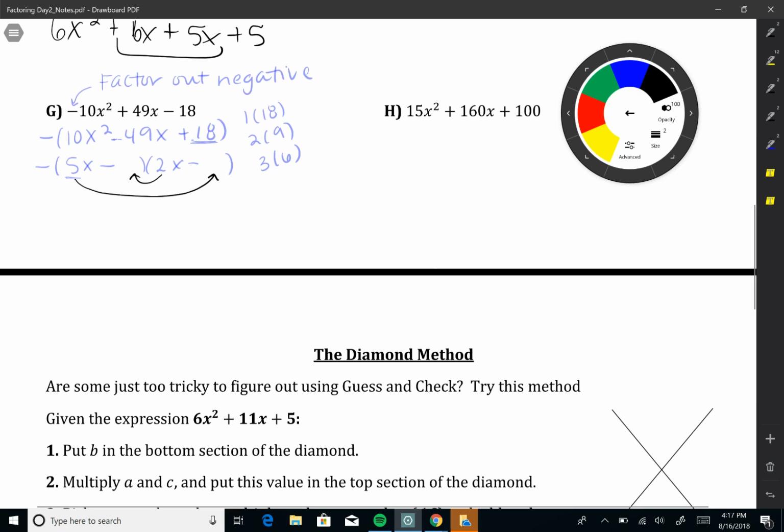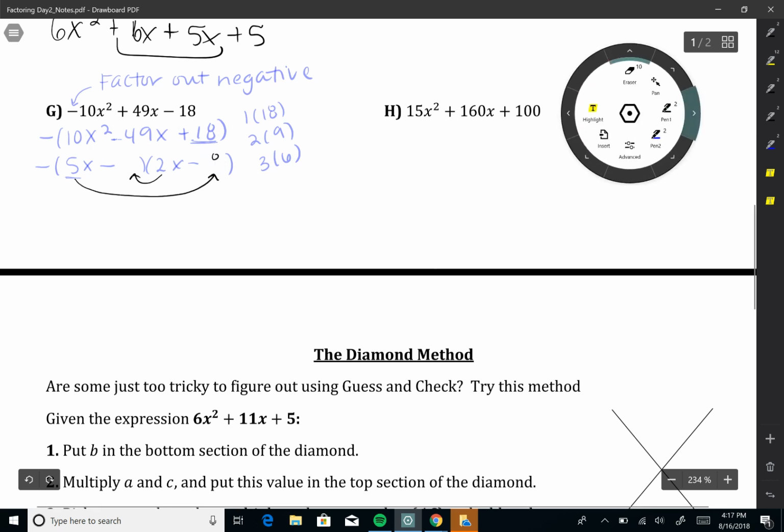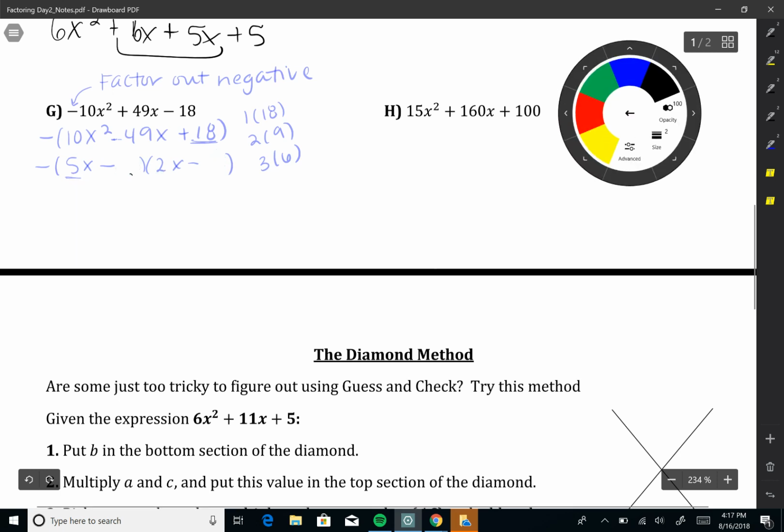So starting off with 1 and 18, what if I put the 1 here and the 18 here? Well, I'd be taking 5 times 18, which is 90, okay? And then 2x times 1 is 2x. Well, that's 92x, or a negative 92x. That is not going to work. If I switch those, let me put the 18 here and the 1 here. That'd be 5x times 1, which is 5x, and then 18 times 2x is 36x, and those also don't add up to 49. So 18 and 1 are not going to be for us in this problem.